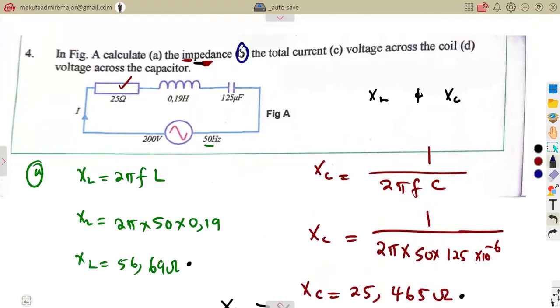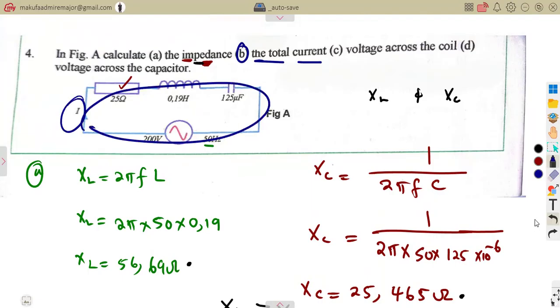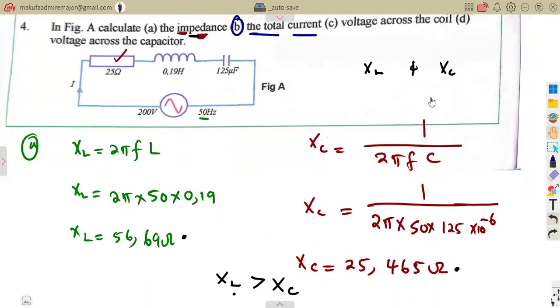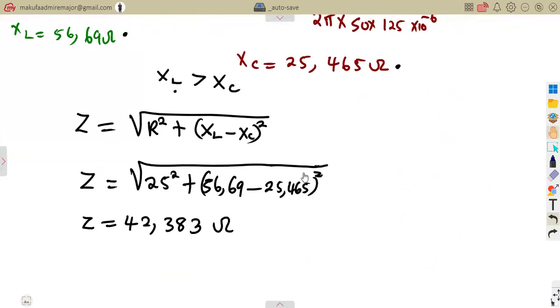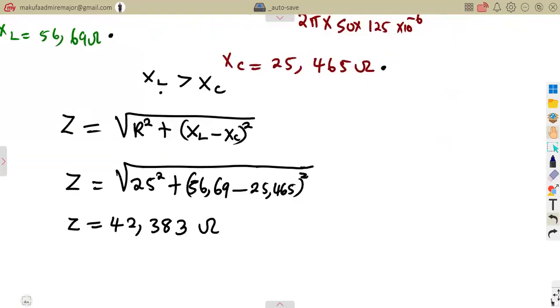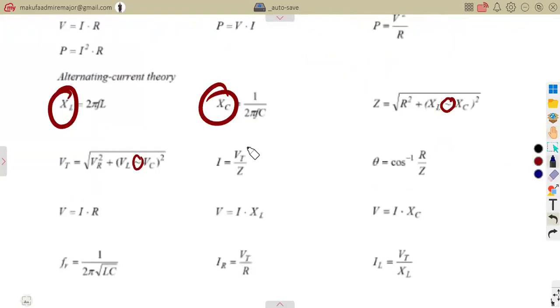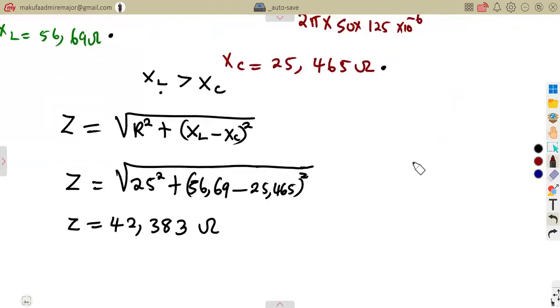Then from the other part, B, we are given the total current. As we can see, there's a series circuit and the current is the same. So you can consider the total voltage and the total impedance that you are given. Do not worry if you've forgotten, because the formula sheet assists you. The total current is the total voltage over the total impedance. So that is B, the total current.